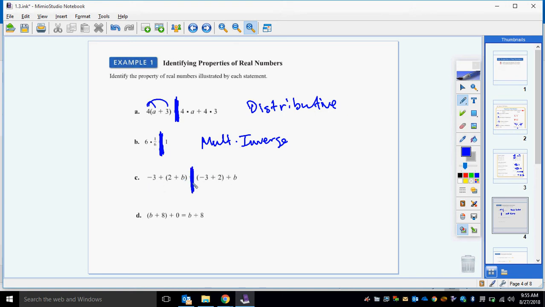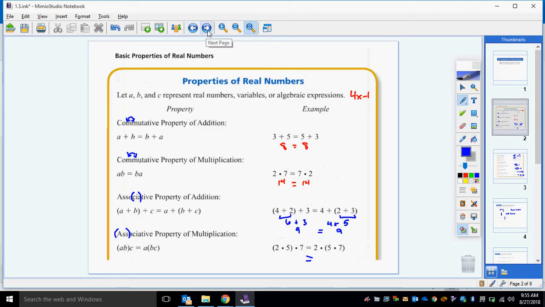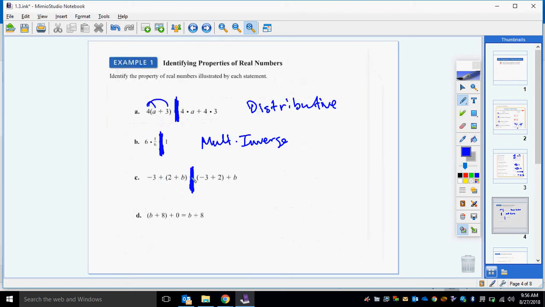Down here, negative 3 plus, and then parentheses 2 plus b. And I have the same exact order, negative 3, 2, and b. But what has changed? The plus signs are the same, and the negative 3, 2, and b are all the same, but the parentheses have moved. Okay, so I'm thinking back, where did I see parentheses moving? Oh yeah, associative property. Now I just need to decide, was it addition or multiplication? And this one was addition. We were adding in between them. So this was the associative property of addition.